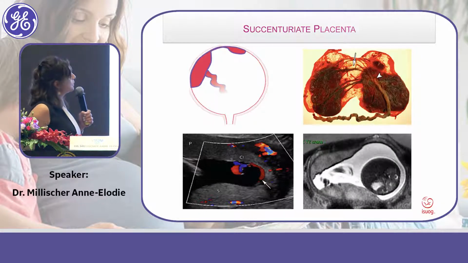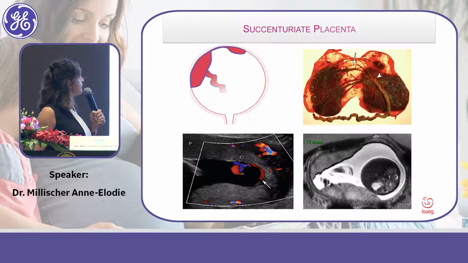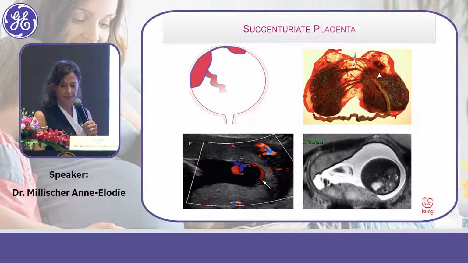The definition of this kind of placenta is the presence of two lobes, as you can see here, with vessels going through the two parts of this placenta.